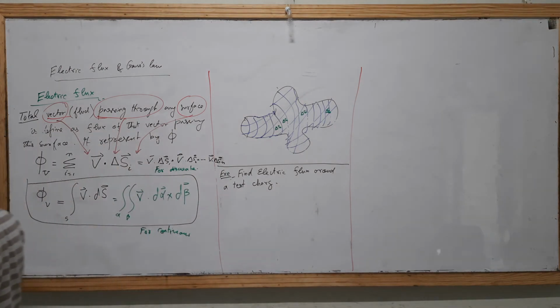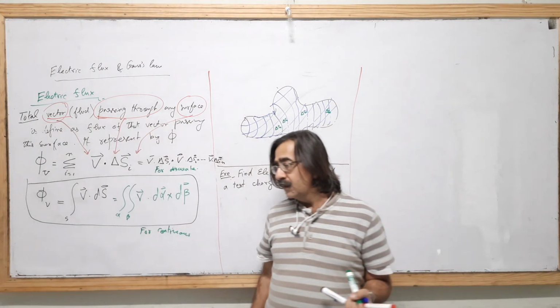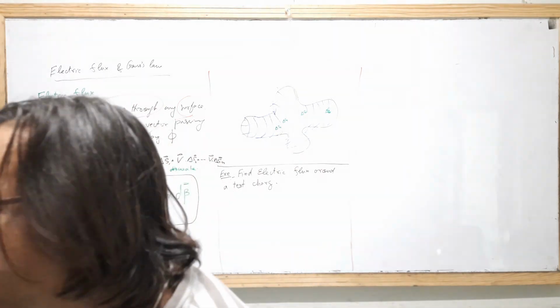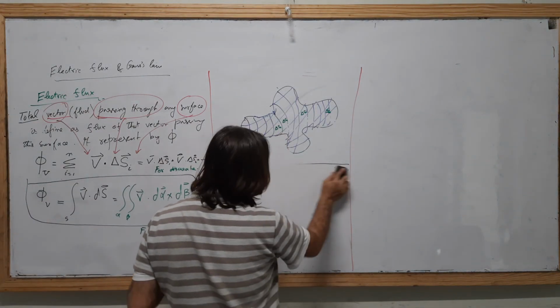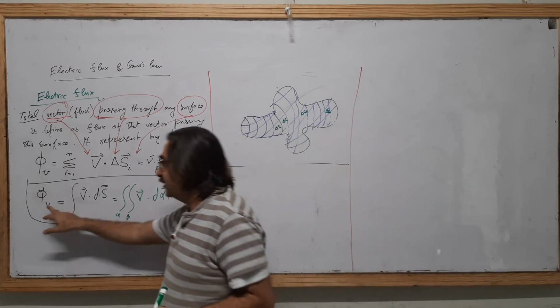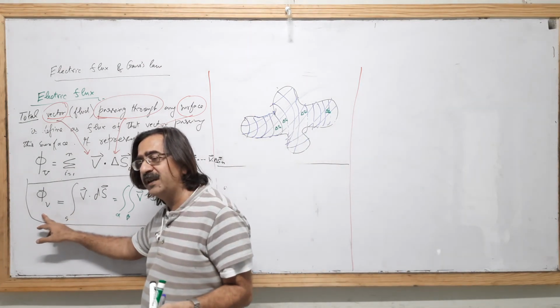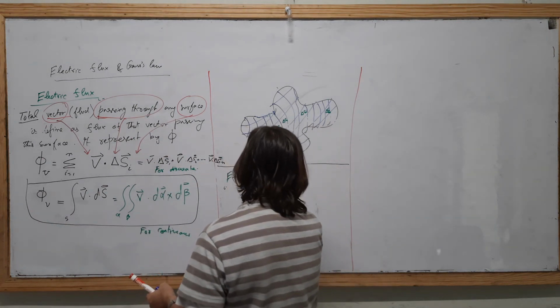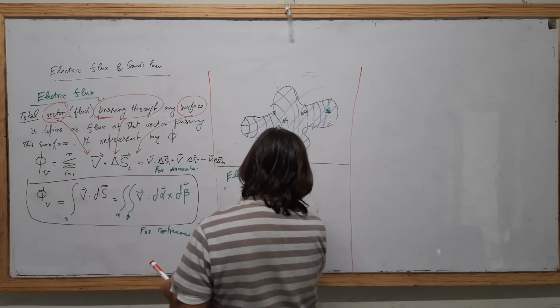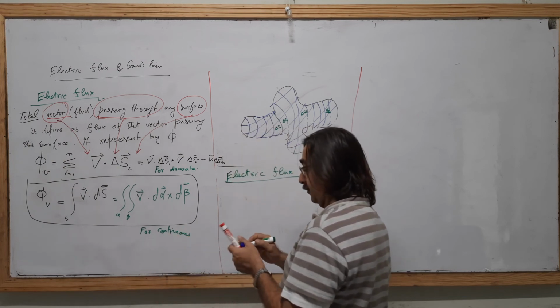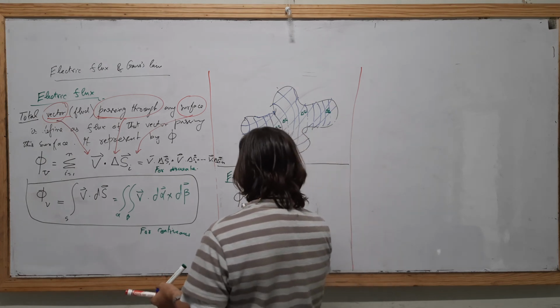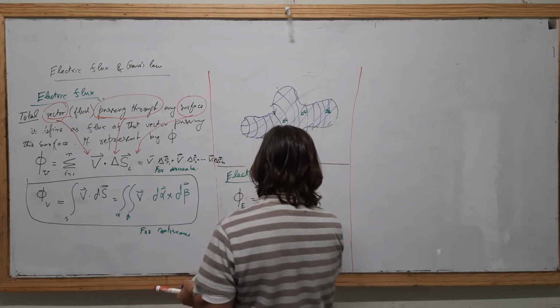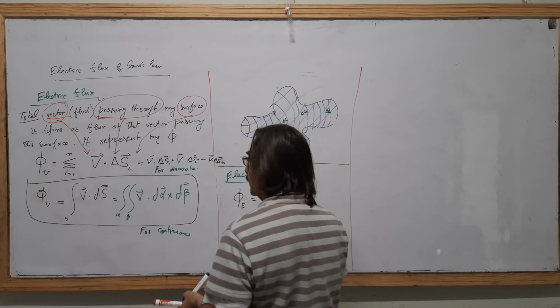Find the electric flux around the test charge. Okay, sorry. Before writing it, what is the electric flux? First I must write the definition of electric flux. For electric flux, V will be replaced with E, and for magnetic flux, we will replace it with B. Electric flux: phi E will be equal to E dot dS.